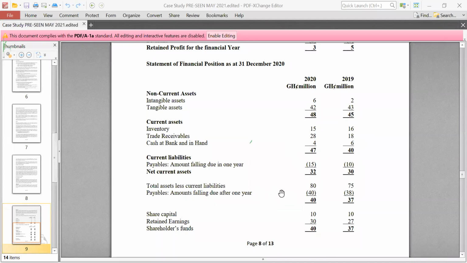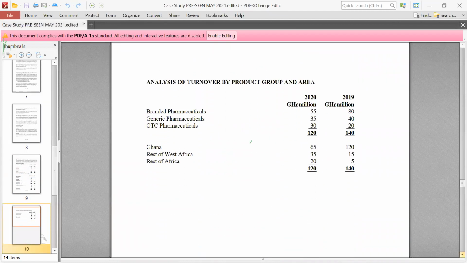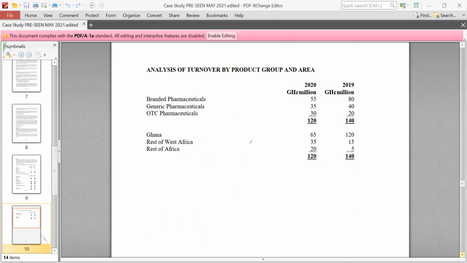Then you have your share capital, your retained earnings, and all of that. Then you also have the analysis of turnover by product group and area. Right now, they are not giving us this analysis of turnover for fun. It's because we saw a decline in the turnover. So now they are giving us the breakdown, so that we might be able to see where the issue is coming from.